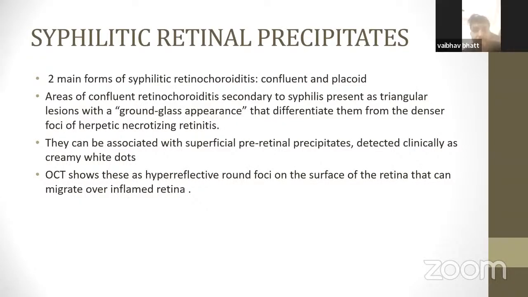Syphilitic retinal precipitates. Two main forms of syphilitic retinochoroiditis are confluent and placoid. Areas of confluent retinochoroiditis secondary to syphilis present as triangular lesions with a ground glass appearance that differentiate them from the denser foci of herpetic necrotizing retinitis. They can be associated with superficial pre-retinal precipitates detected clinically as creamy white dots. OCT shows these as hyperreflective round foci on the surface of the retina that can migrate over inflamed retina.